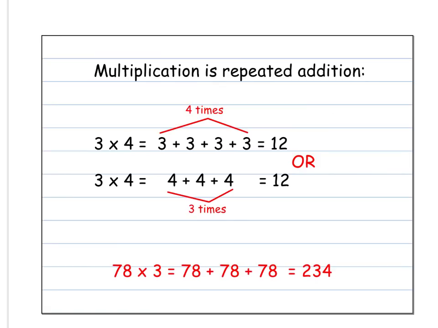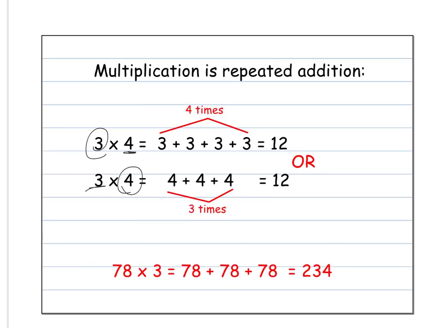All right, multiplication is repeated addition, so 3 times 4, that is telling us that we are taking 3 and adding it 4 times over. So the 3 tells us what number, and the 4 tells us how many times. So 3 plus 3 plus 3 plus 3 equals 12, okay? Or you could take the number 4 and add it together 3 times. So it can go either way. 4 plus 4 plus 4 still equals 12.